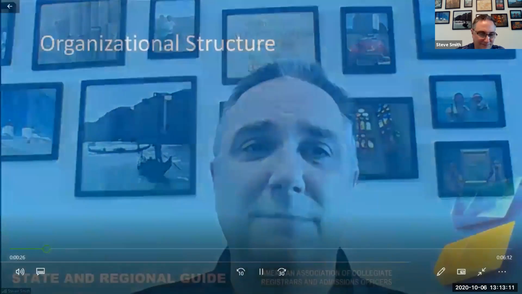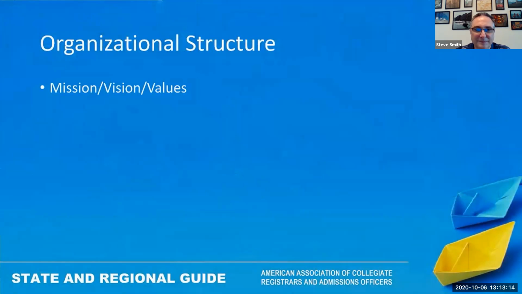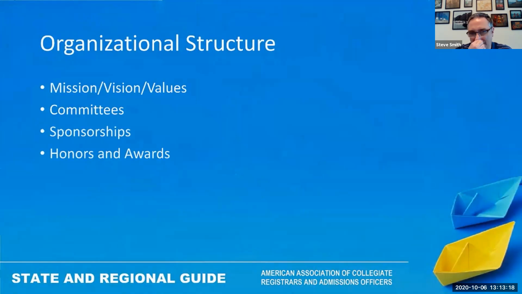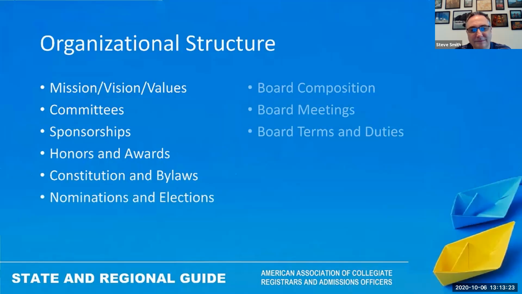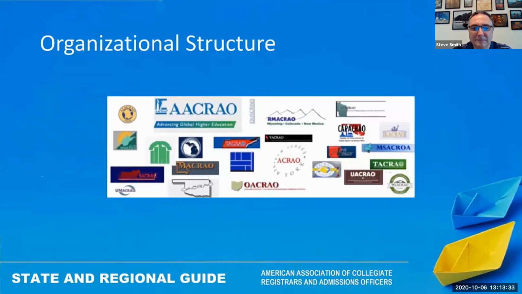The Organizational Structure chapter has sections that discuss mission, vision, and values, committees, sponsorships, honors and awards, constitution and bylaws, and nominations and elections. There are also 3 sections regarding the board of directors: board composition, board meetings, and the terms and duties for the board members. Amy and I researched the websites of the 29 state and regional associations to gather the information to help us determine the best practices for each of these topics.